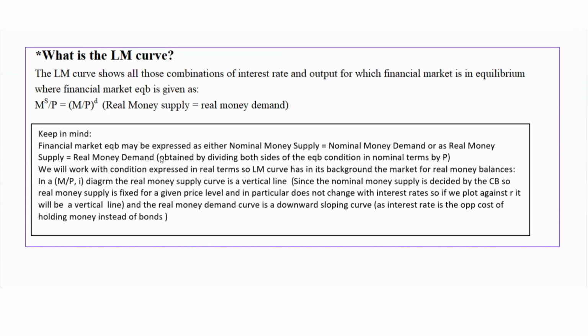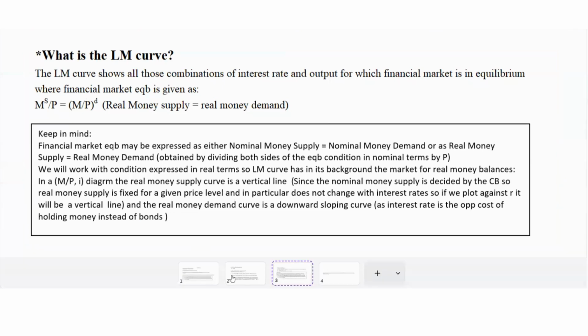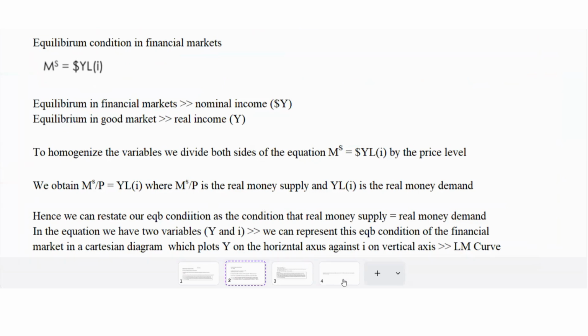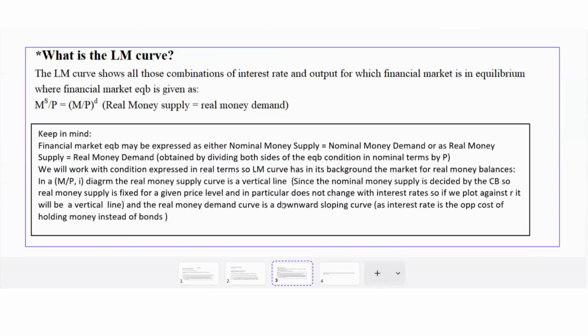Here just keep in mind that financial market equilibrium can be expressed either as nominal money supply equal to nominal money demand, or as real money supply equal to real money demand. As we saw, we can either write the equilibrium condition as nominal money supply equal to nominal money demand, or, by dividing by the price level on both sides, rewrite this equilibrium condition as real money supply equal to real money demand. We will work with the condition in real terms.